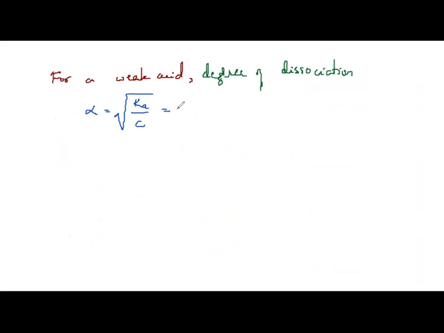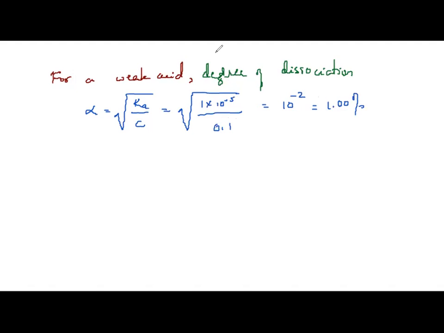Correct? So how much is Ka given? It is 1.0 into 10 raised to minus 5. So 1 into 10 raised to minus 5 divided by, how much is the concentration given? 0.1. Solve it out, you will get the answer 10 raised to minus 2. That is equal to 1.00%. 10 raised to minus 2 means 1.00%.